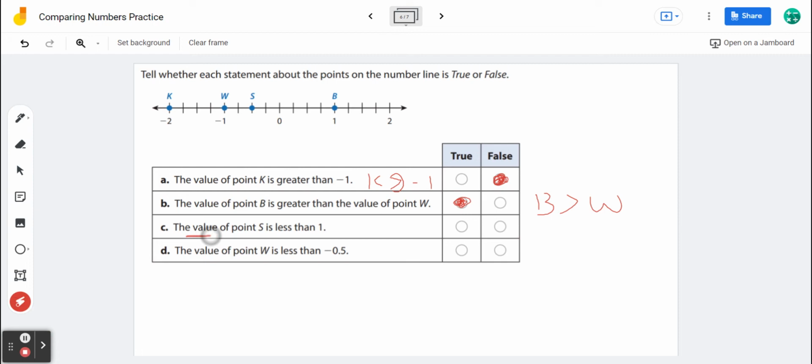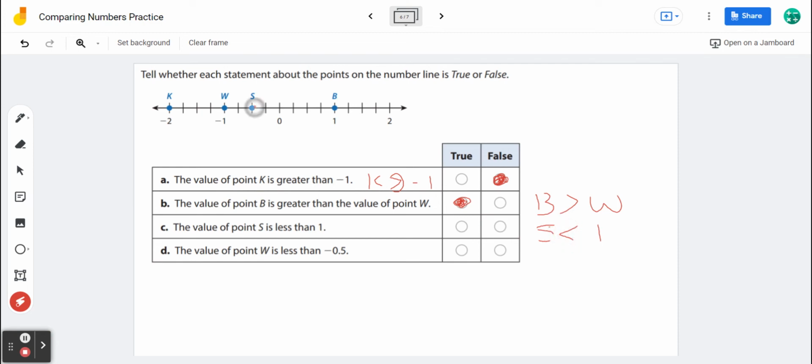Third one, C. The value of point S is less than 1. S is right here. Let's write this as an inequality. S is less than 1. So they're telling me Pac-Man wants to eat the 1. Alligator wants to eat the 1.